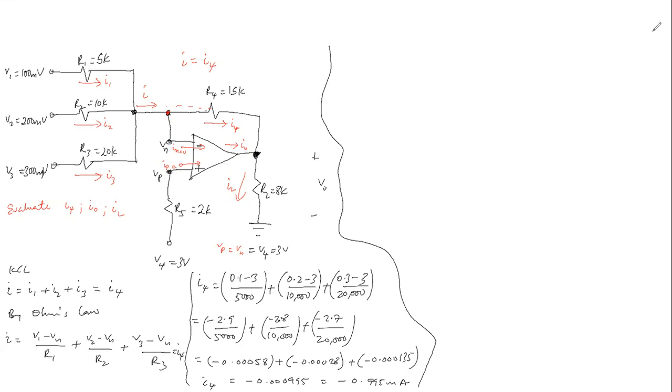Now we have I naught, and IL, right? Now, by way of investigation, we know that IL by Ohm's law, I sub L, which is the current through the load resistor, is the same as V naught divided by RL.